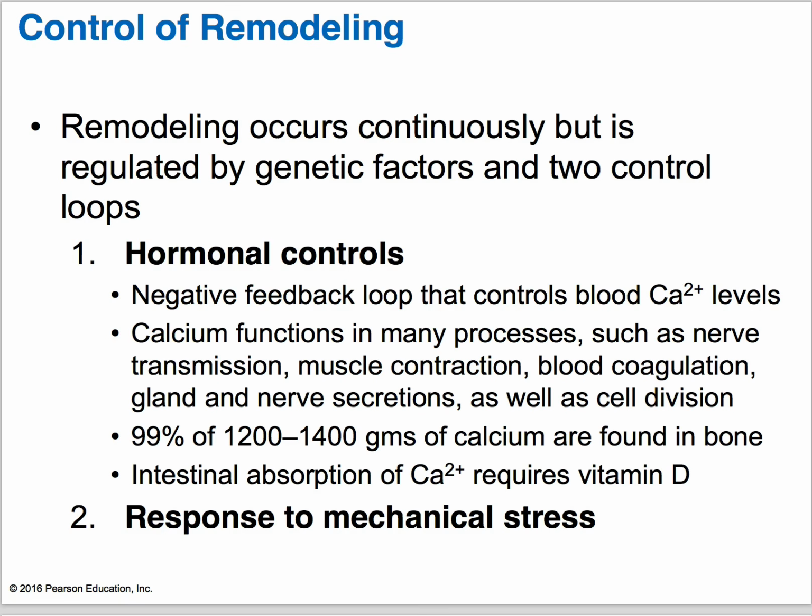Remodeling is occurring continuously in the skeleton. It's regulated by genetic factors and also two control loops. One is a negative feedback hormonal loop that maintains calcium homeostasis in the blood. The other involves responses to mechanical gravitational forces acting on the skeleton. You have to understand that calcium is very important. It serves many functions in your body, in processes such as nerve transmission, muscle contraction, and blood coagulation. In order for clotting to take place, you need calcium. In order for muscles to contract, you need calcium also. And for nerve transmission, you need calcium. Now, in certain individuals experiencing certain types of depression, one of the underlying factors may be a depleted amount of calcium.